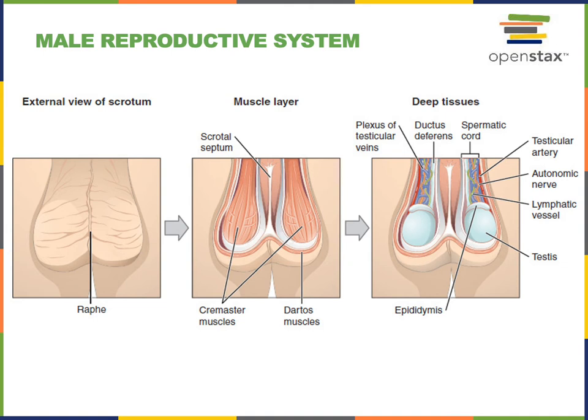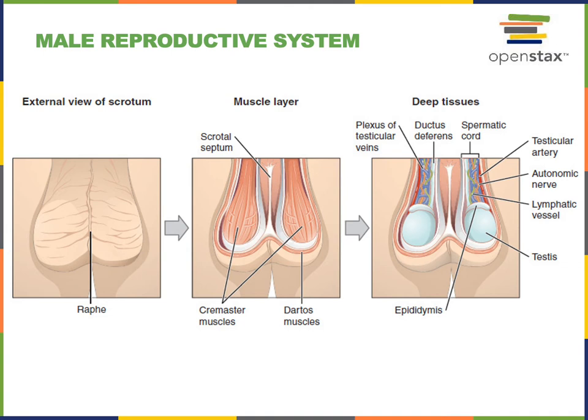The cremaster muscle is found within a bundle of connective tissue known as the spermatic cord. The other structures that are deep to the cremaster muscle within the spermatic cord are the testicular artery, which is the male gonadal artery carrying blood into the testes. There's also the testicular vein, or the pampiniform plexus of testicular veins, that carry blood out of the testes.